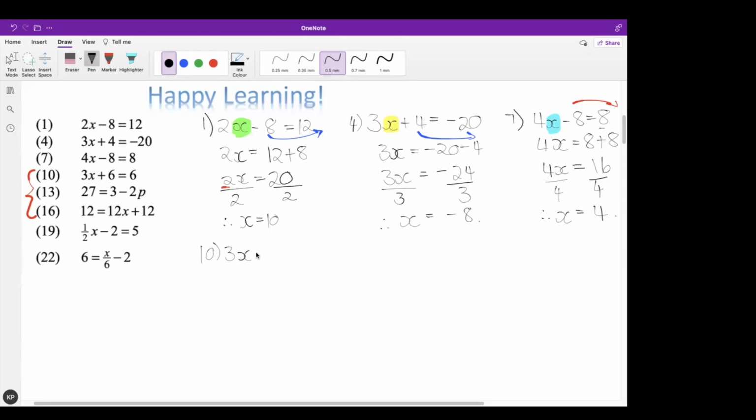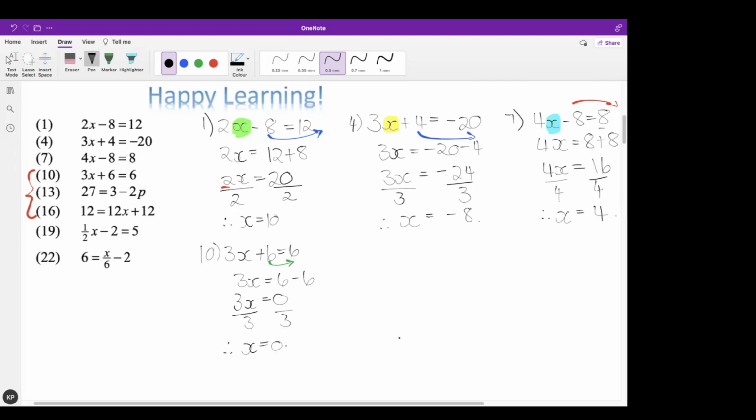And now, nice, guys. 3x plus 6 is equal to 6. So we're going to start off by getting rid of this plus 6, meaning taking it over. So then I have 3x is equal to 6 minus 6. So 3x is equal to 0. Divide both sides by 3. And indeed, your x is equal to 0. Beautiful.